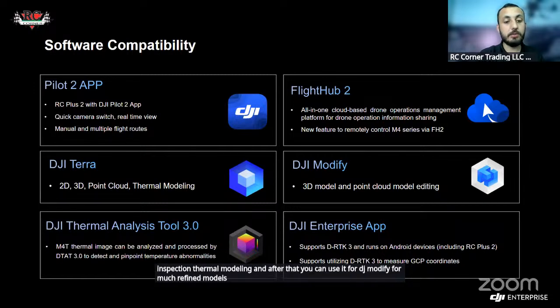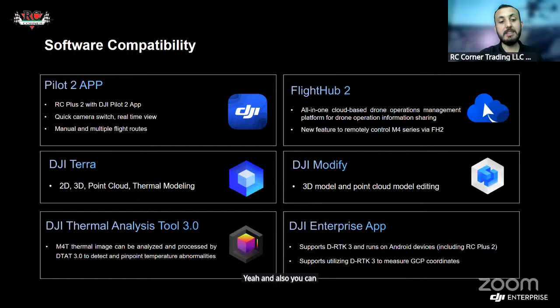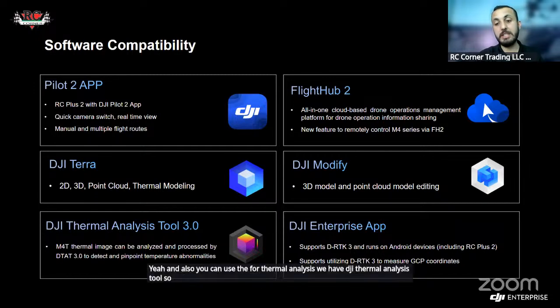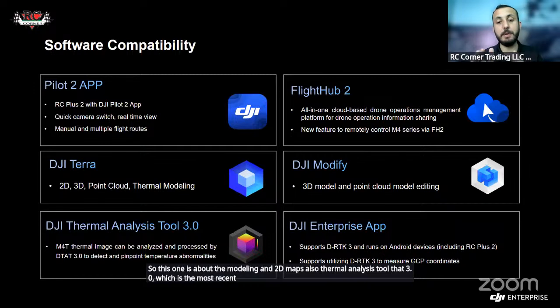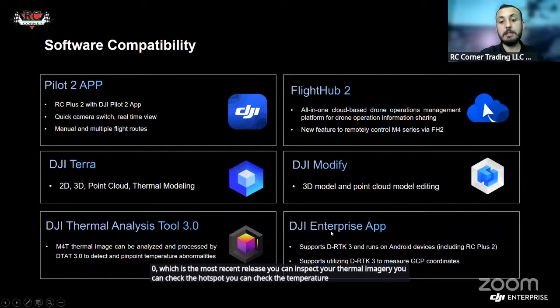And for thermal analysis we have the DJI Thermal Analysis Tool, and also the DJI Enterprise app. This one is about modeling and 2D maps, and also the Thermal Analysis Tool DAT 3.0, which is the most recent release. You can inspect your thermal imagery, check the hotspots, and check the temperature. Also this DJI Enterprise app is now released. We will talk about it later in detail.